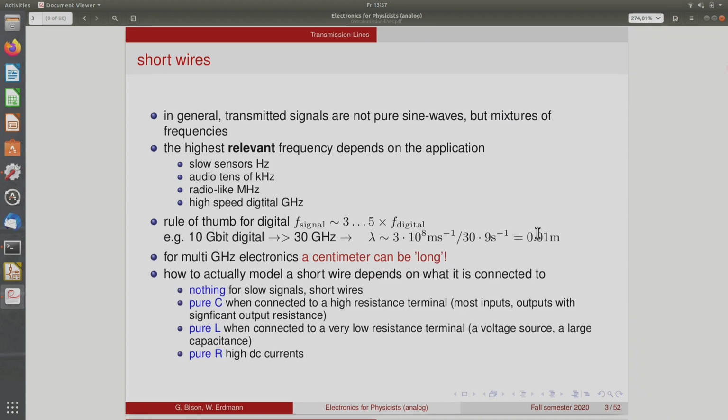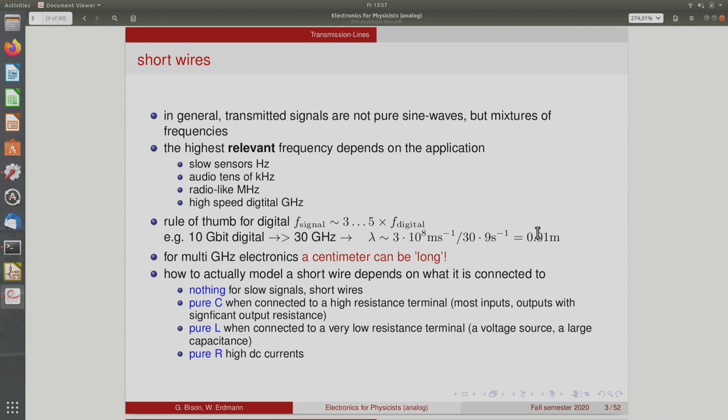Now, when you have a short wire, which is a few centimeters or not extremely long, how to actually model that depends a bit on what it's connected to. So it's not always appropriate to use an R and an L and a C. When the signal is very slow or the wire is extremely short compared to the frequencies that you look at, then you simply do nothing. You just take the ideal wire.